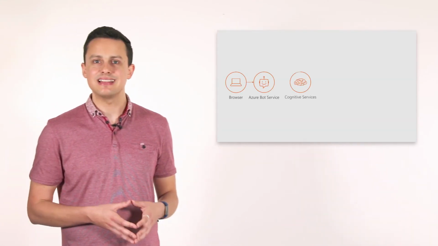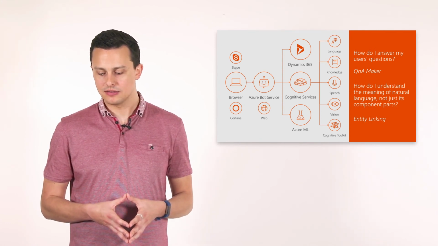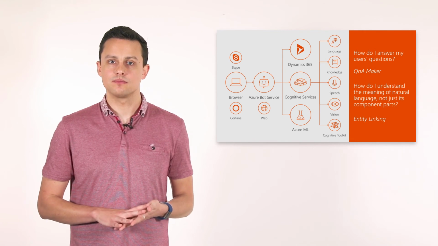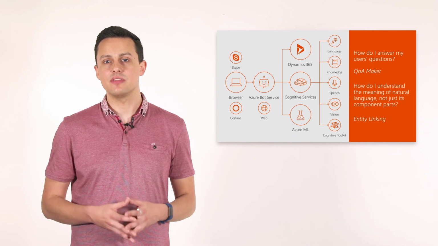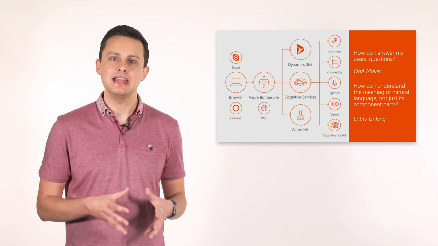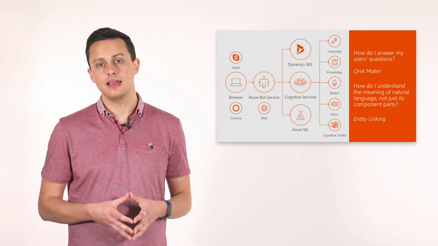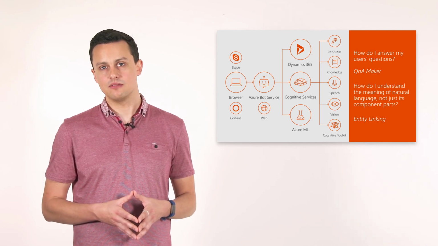So this brings us to the end of our session on knowledge and search. We were able to answer those two questions that we posed at the start. How do we answer the questions that our users pose? Well, we can use Q&A Maker to quickly and easily load content and then expose it through a bot. Second, how do we understand the meaning of natural language? Well, we can use entity linking for that, and it can highlight and help us understand the specific references that our customers are making.